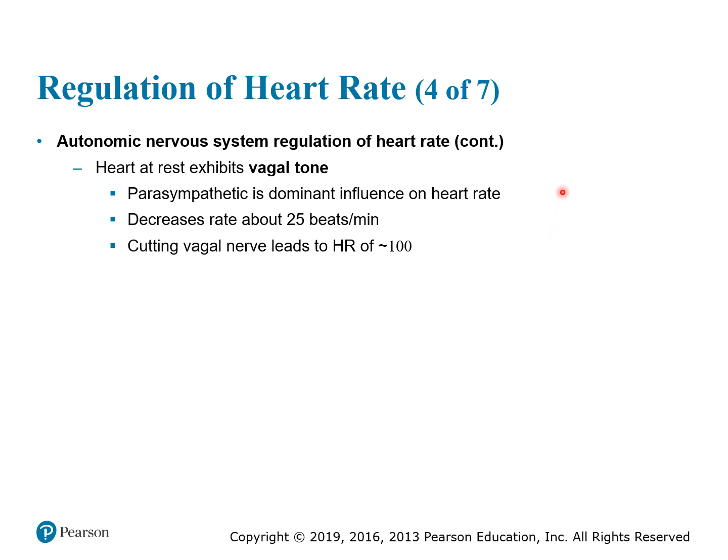So you have to remember that both of these systems, parasympathetic and sympathetic, oppose each other. Under normal resting conditions, the heart exhibits vagal tone. Parasympathetic is the dominant influence on heart rate. It decreases the rate by about 25 beats per minute. What does this mean? It means that if the vagus is cut and the parasympathetic effect on the heart is lost, the heart will beat 100 beats per minute.